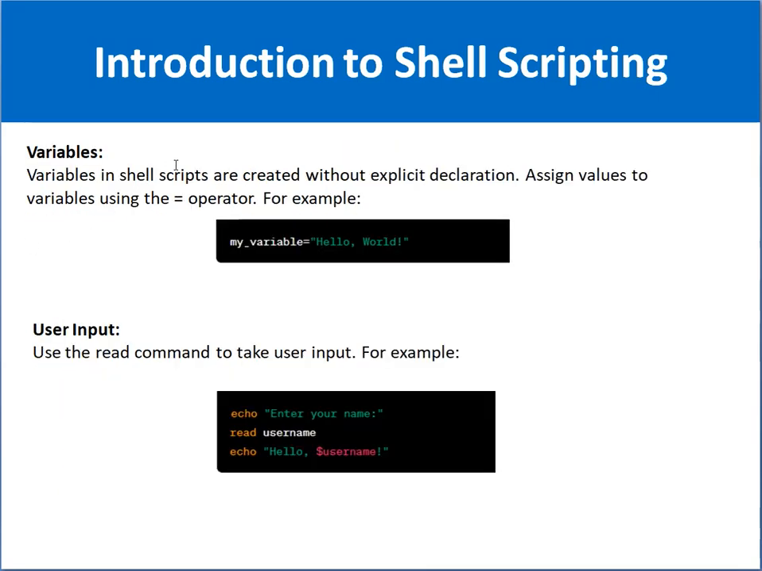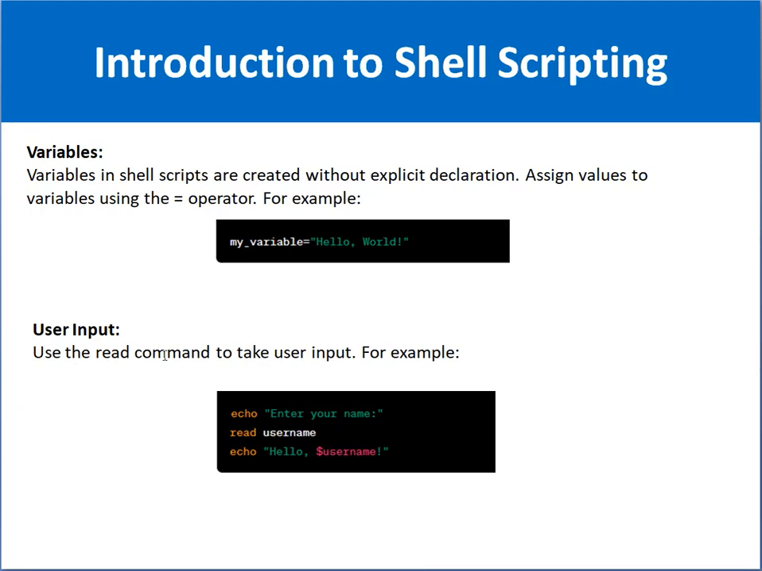Now variables. In the scripting language there is no particular concept of typecasting. If you are a person who is already using Java or C sharp etc., you know that there is a concept of typecasting in which you must define the type of a variable, for example integer, string etc. However, in shell scripting there is no concept of typecasting. For example, if I declare a variable, myvariable equals hello world, it will know that it's a string variable. So there is no concept of explicit declaration of a type in shell scripting.